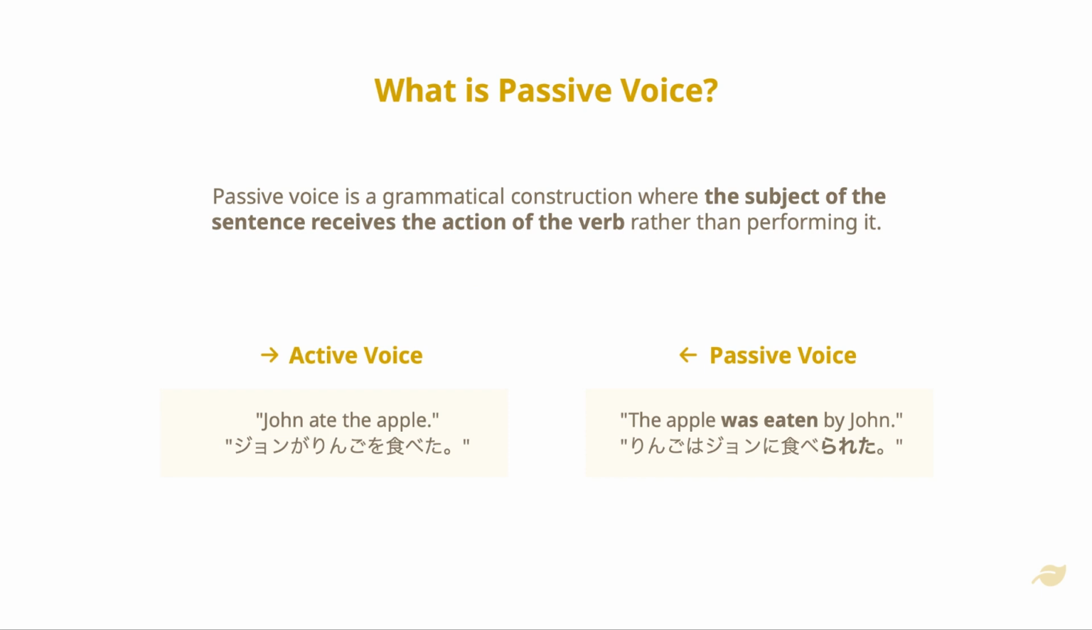Passive voice is a grammatical construction where the subject of the sentence receives the action of the verb rather than performing it. For example, instead of saying John ate the apple, ジョンがリンゴを食べた, we can say the apple was eaten by John, リンゴはジョンに食べられた. So リンゴ is the subject in this case, and the apple was eaten by John. This is passive voice.